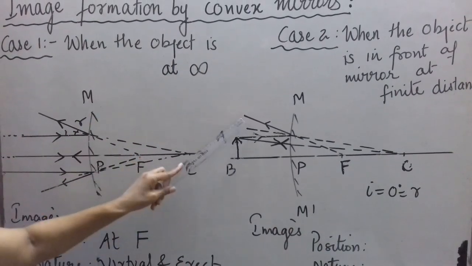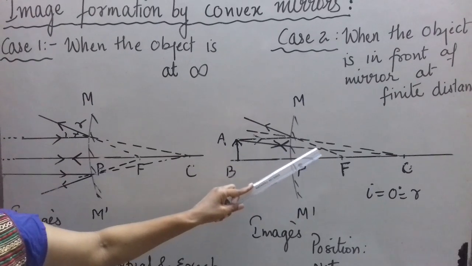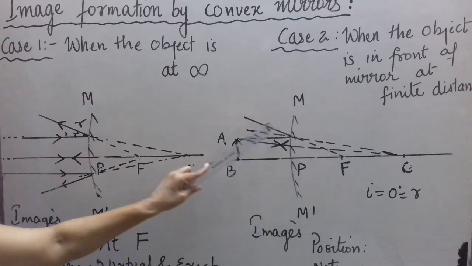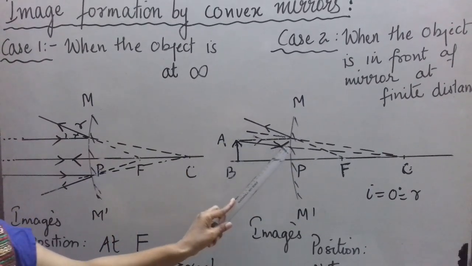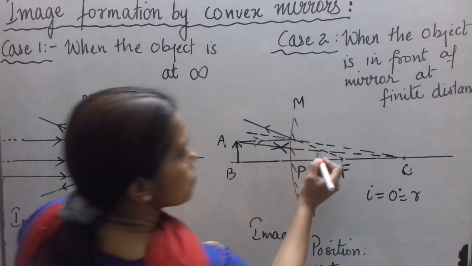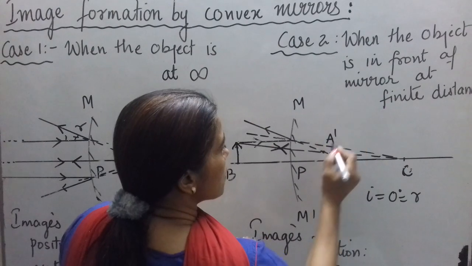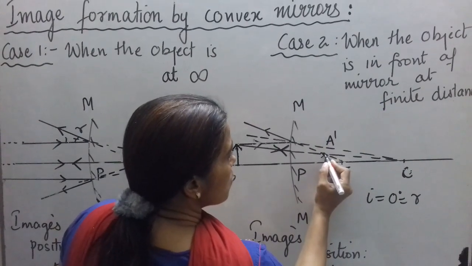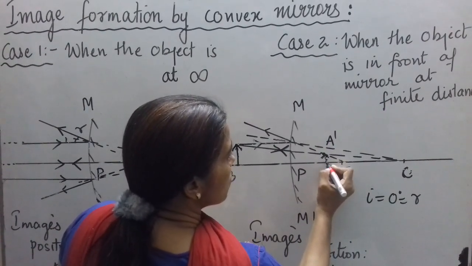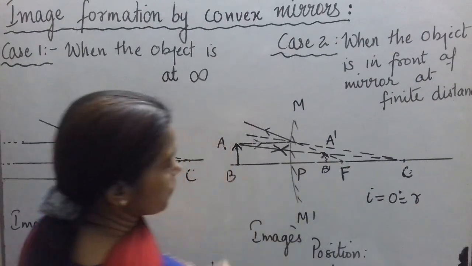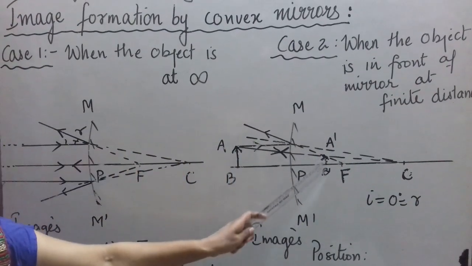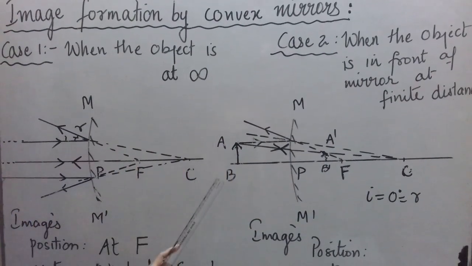Where do they meet now? Here. This is one and this is the other reflected ray produced backwards. So this is the point of intersection. Image of A is A dash, and I'll draw the image preferably dotted, arrow B dash. Okay, so this A dash B dash is image of AB.